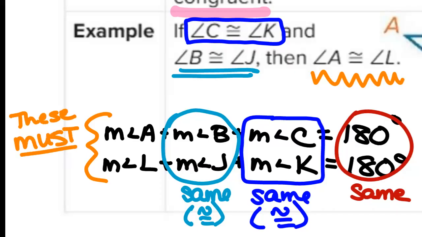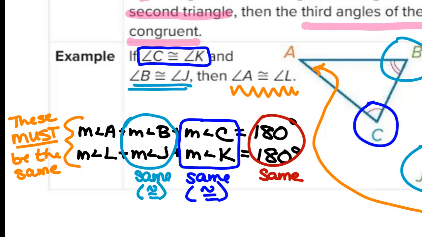These must be the same. Must be congruent.